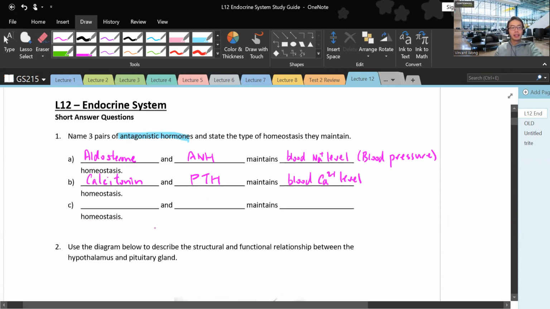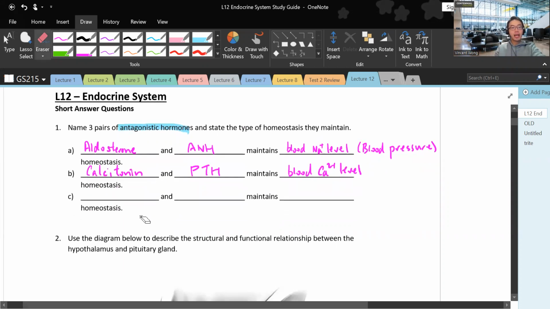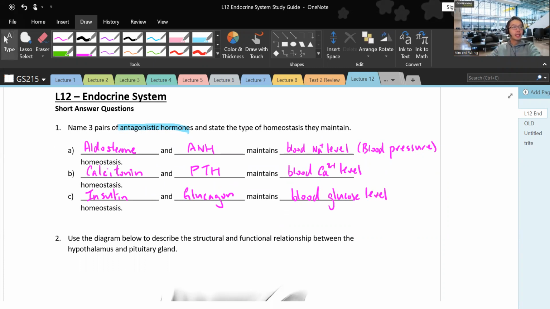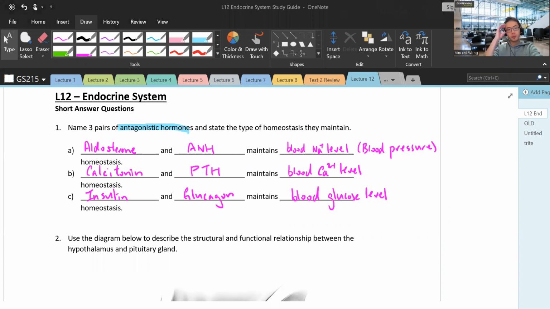Okay. Last but not least, we have the insulin and glucagon. Okay, and together they help maintain blood glucose level. Okay, so those are the 3 pairs. And it's good to know which one does what. We will have time to review about it later on today.